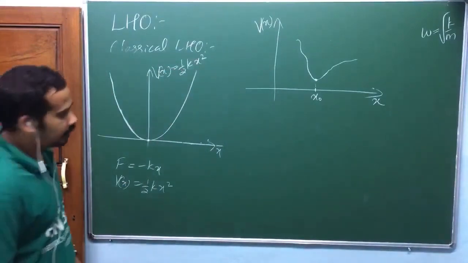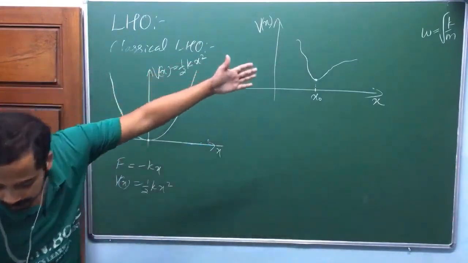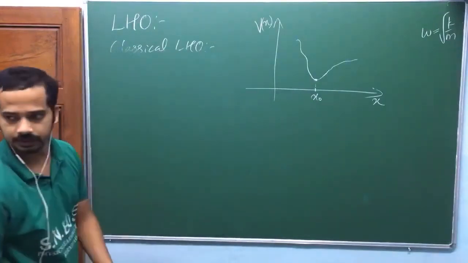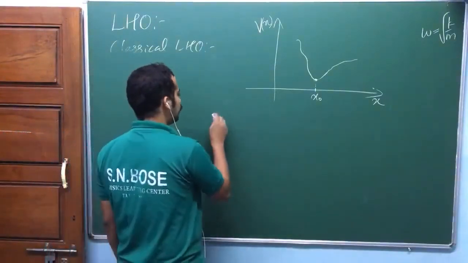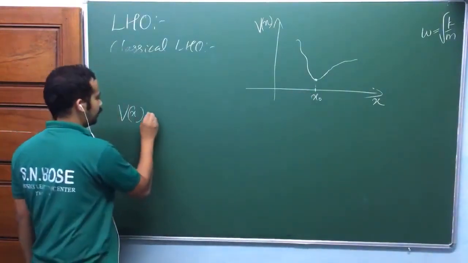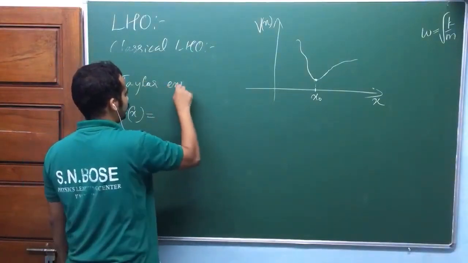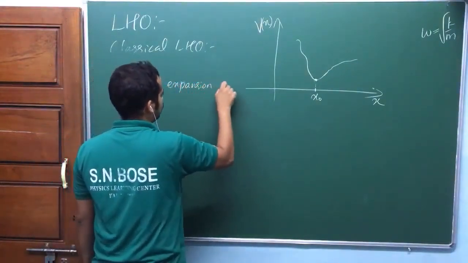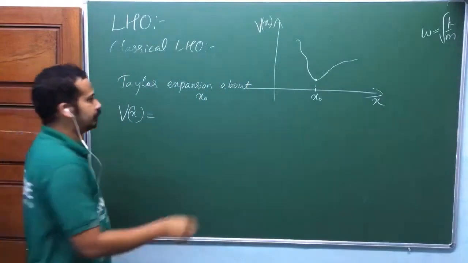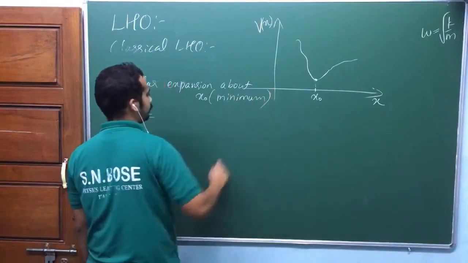Yeah. Now look at here. This is V of x. Okay, let me take a new V of x. Let me just report this one because this will never happen in the lab, isn't it? Now look at here. What I do is I am going to do a Taylor expansion of this V of x about this minima. Taylor expansion about x naught, the minimum point, the point of minimum. Okay.